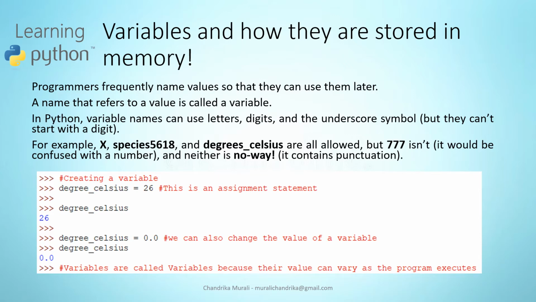This variable name should always start with either a letter or underscore. It can have letters, digits and underscore. No other special symbols are allowed here. It can have only alphabets, digits and underscore. We can see this example here. x can be the name of the variable. species5618, a combination of characters and numbers, can be the name of the variable. Then degree_Celsius can be the name of the variable. All these are valid variable names.